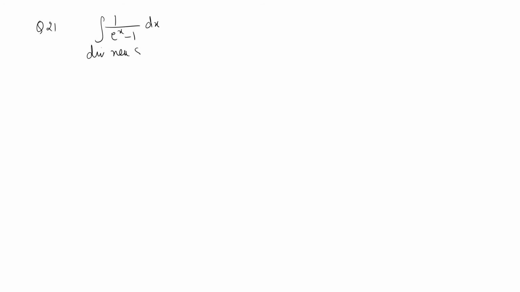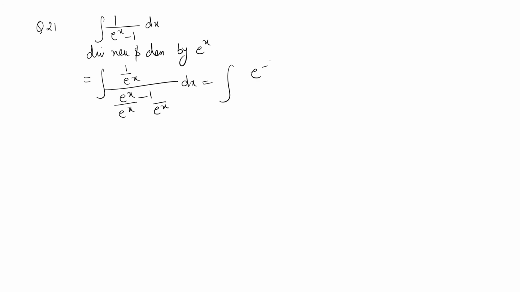numerator and denominator by e raised to power x. So what will happen? It will be reduced to a very simpler form. Okay, so it is e^x minus 1 upon e^x. I'm dividing it separately. Okay. So I'll get e raised to power minus x dx here, and it is 1 minus e raised to power minus x. Now it has reduced to a very popular form, that is f dash x upon f x.